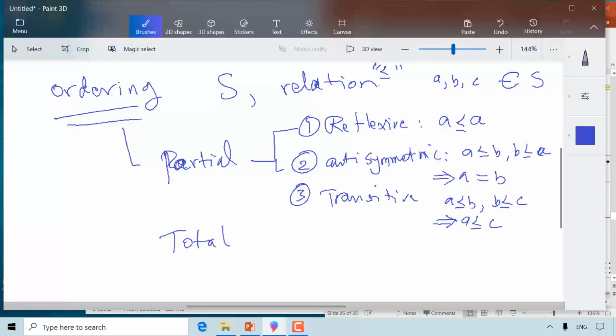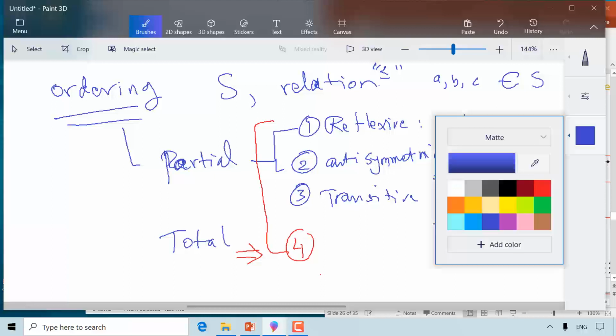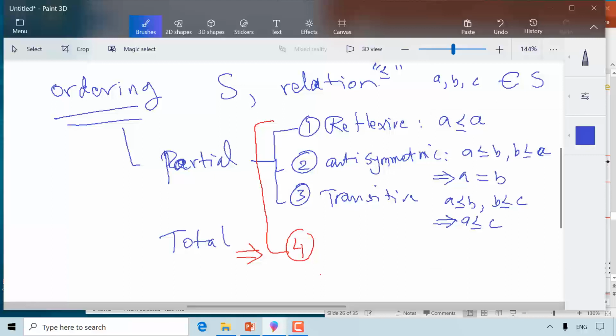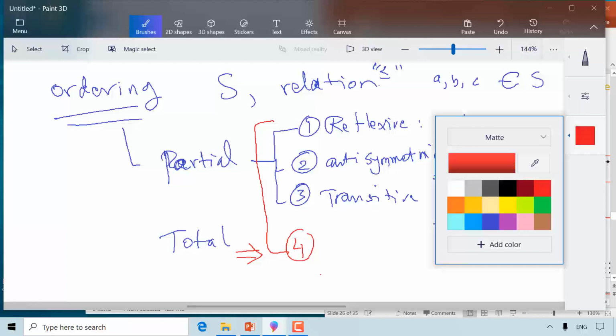Now you add one more property, property 4, that makes it total ordering. So you remember, the partial ordering just satisfies these three. You add the fourth one, and it becomes a total ordering, and the fourth one is comparability.